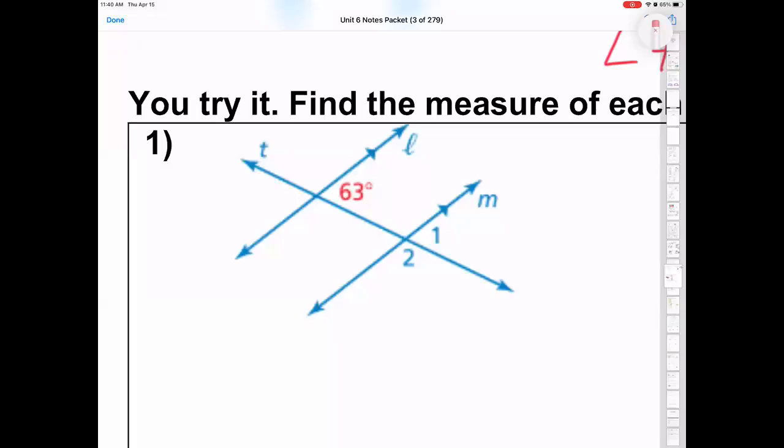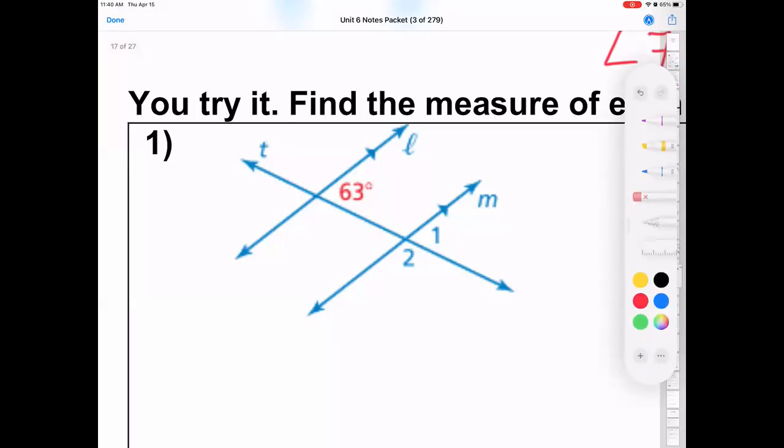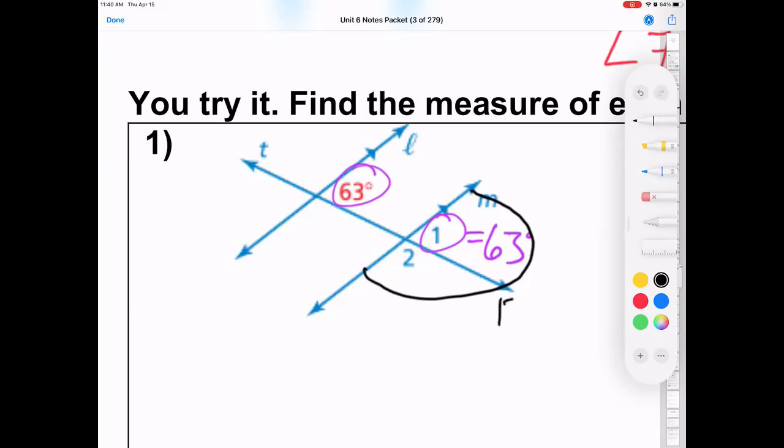Excellent job to those individuals. We have corresponding angles when we look at angle 1 and 63 degrees. So as a result, angle 1 is also going to be 63 degrees. And from that, we can actually find angle 2. We know that this is going to be supplementary, combining to be a total of 180. And so this is where we take angle 2 plus the 63 degrees that we know and set it equal to 180.